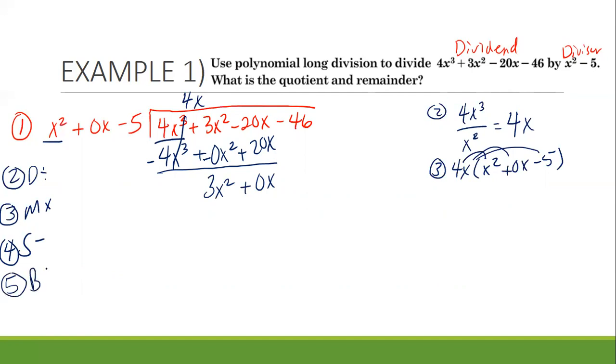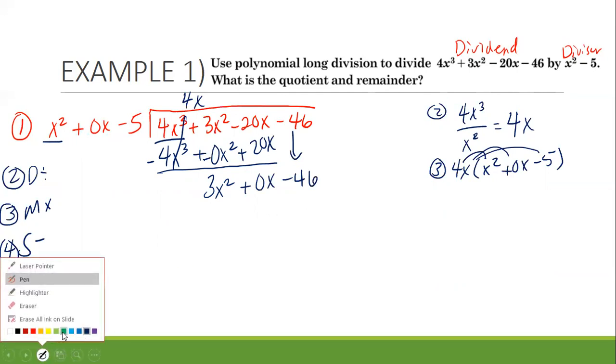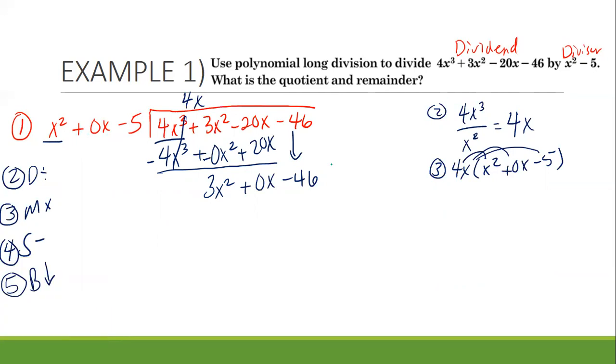Step five is to check to see if you bring down. And you check by saying if the degree of your remainder is less than the degree of your divisor, then you're done. But it's not true here, so I'm going to bring down and repeat the process again. So I bring down and repeat. So starting here with dividing, 3x squared divided by x squared. In my head, I'm thinking 3x squared divided by x squared equals 3.